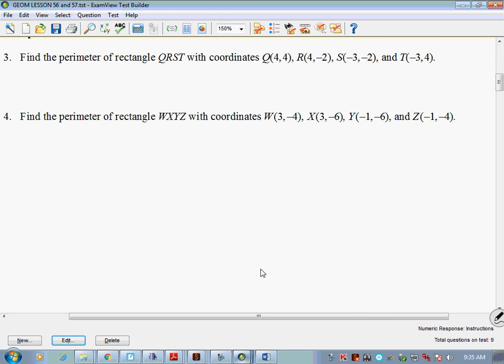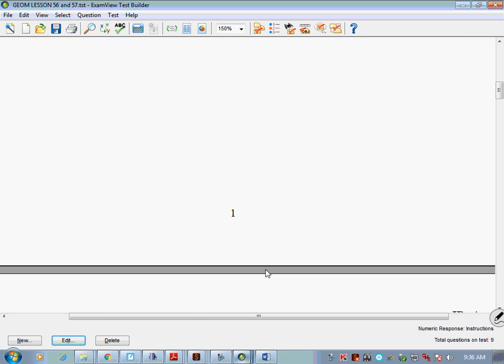Number 3, find the perimeter of rectangle QRST with coordinates such and such. Same basic concept, although 3 and 4 are going to be a lot easier. Actually, 3 is going to be horizontal and vertical lines. You guys are going to work out number 3 on your own and check your answer key for that. You're also going to do number 4 on your own. Again, it's horizontal and vertical lines. Should not be all that difficult to do. So you're going to do that on your time. I'm going to move on to question number 5.